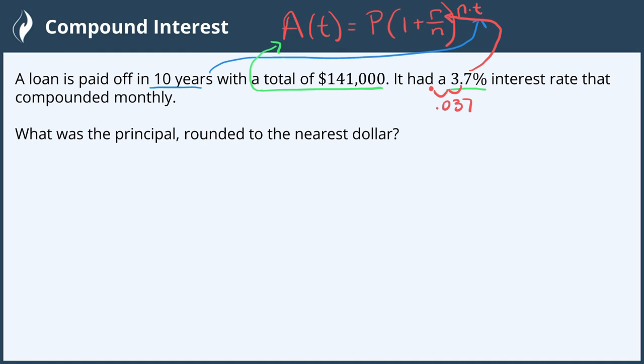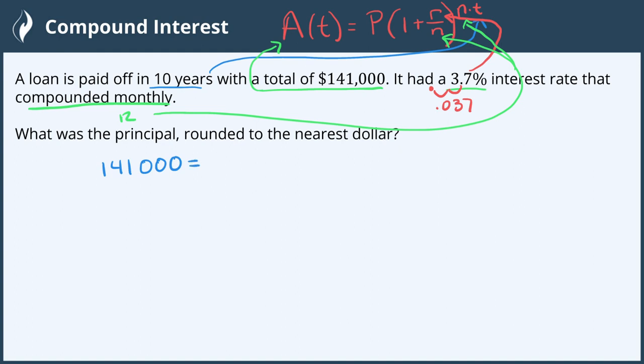And we were told that this was compounded monthly, meaning 12 times in a year. And this is the number of times in a year, thus the n for number, and we can put all of these into our equation. This gives us $141,000 equals, we weren't given the principal. We are looking for that as it is asked for our final question.